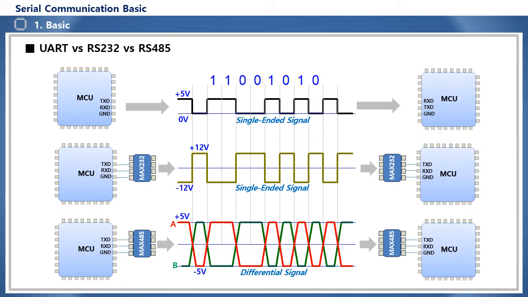This time, we will look at the waveforms and signal levels on the communication lines of UART, RS-232, and RS-485. UART communication is a method of communicating using TTL or CMOS level signals, that is, general signal levels of 0 to 5 volts, and this single signal structure is called a single-ended signal.